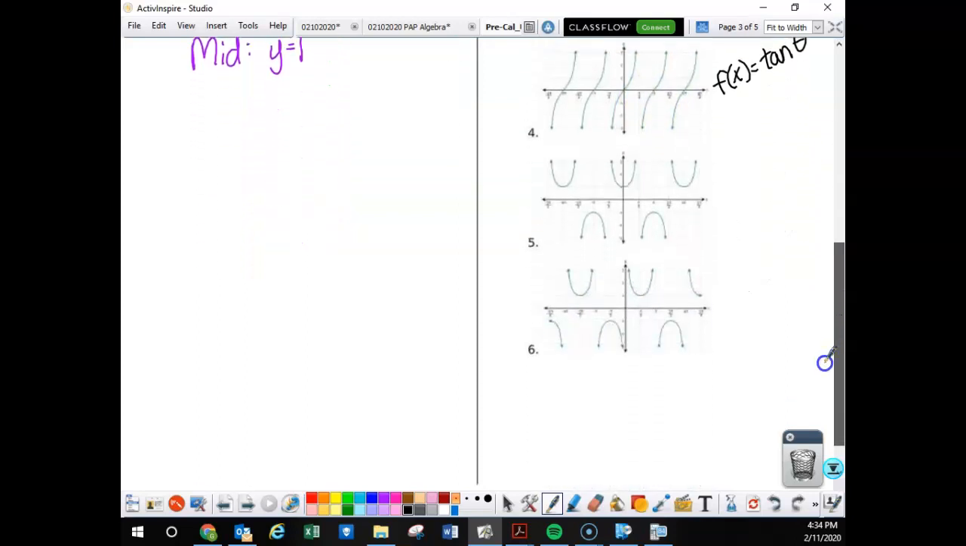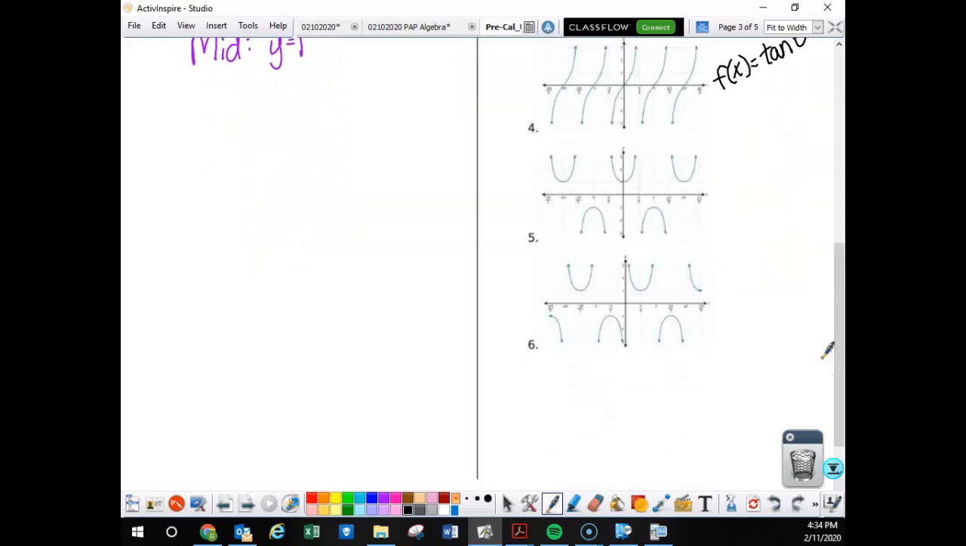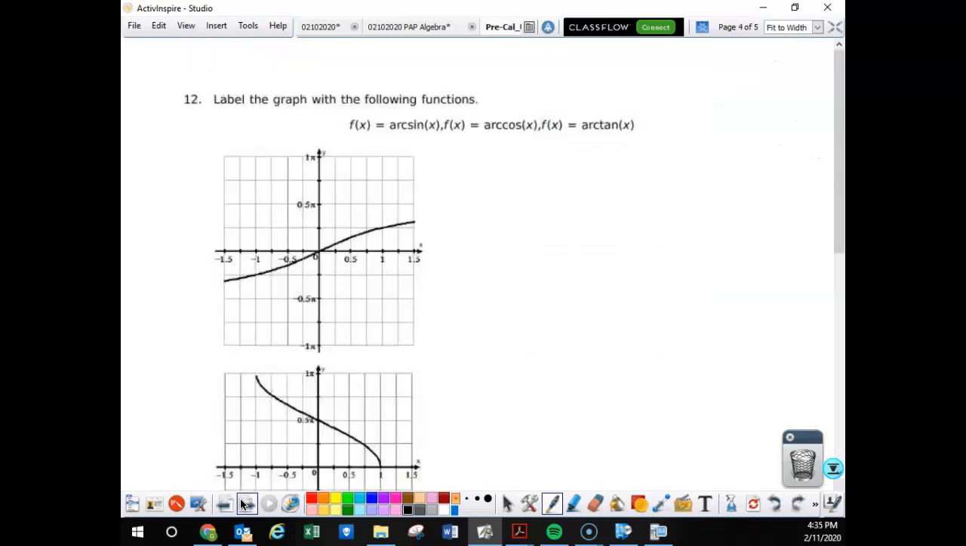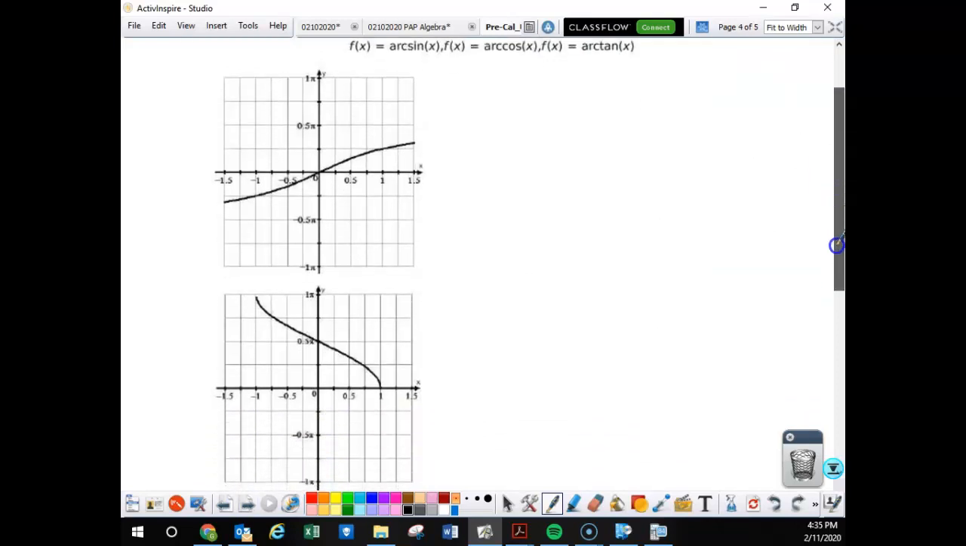Okay, and then here, this one is going to be secant because it starts at 1. So this is f of x equals secant. And since there's an asymptote here, this is going to be cosecant. And I'm going to have a Quizlet study set for y'all to try to memorize these, so hopefully you will be able to do that. All right, and then let's go to number 12. And these are also going to be included in that study set.